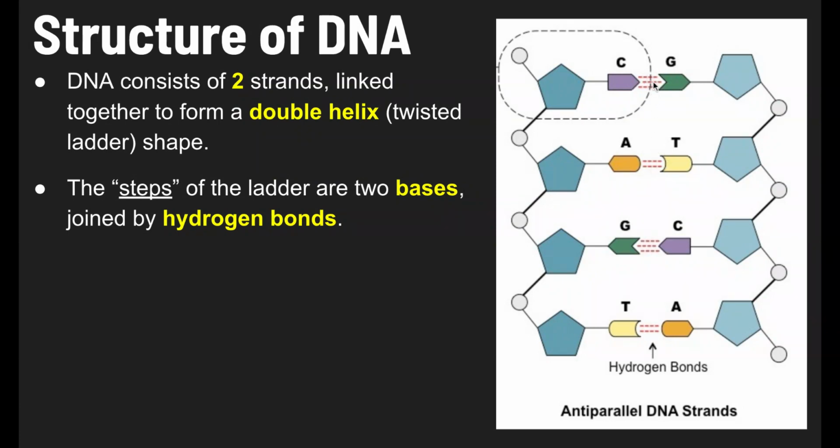3 hydrogen bonds always form between C's and G's. So you see another G and C right here. There's 3 bonds there, 3 lines. 2 hydrogen bonds always form between A and T. So you see it, 2 lines forming there, 2 lines forming there.